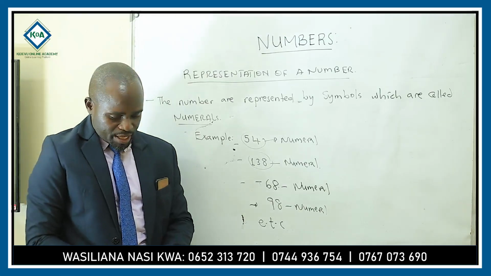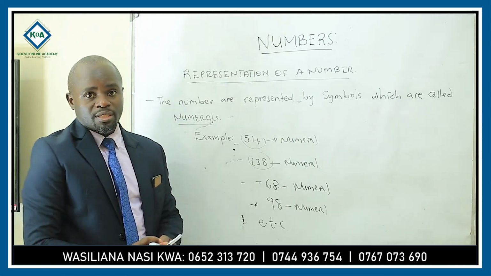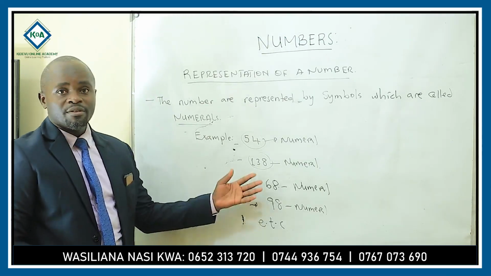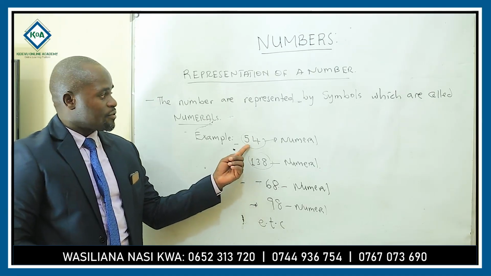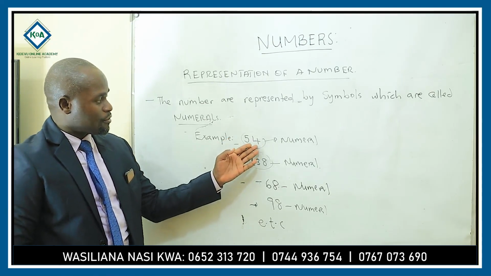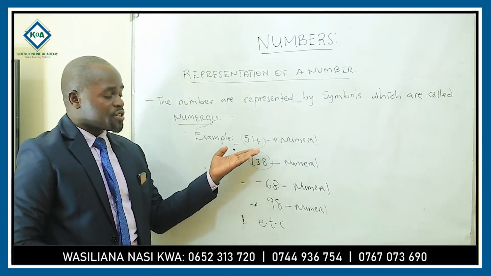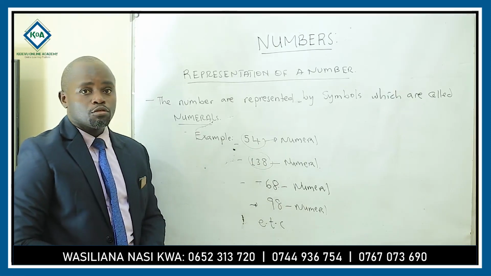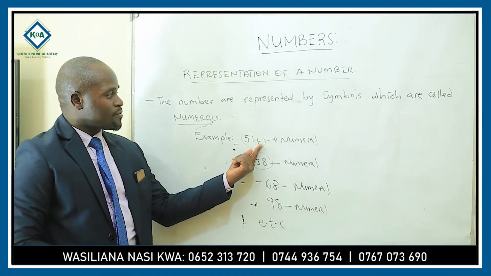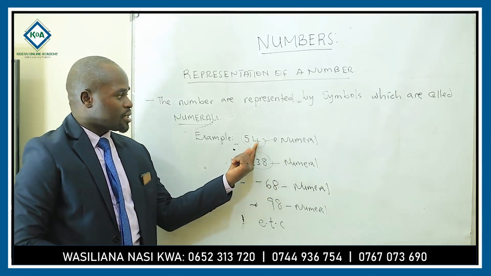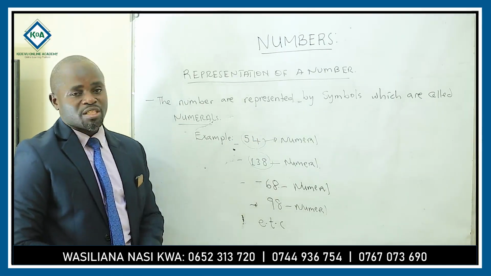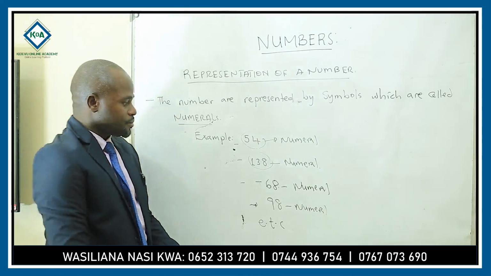Now these numerals are made up by other symbols, other signs of a number which are called the digits. So inside the numerals we have digits. For example, we said this 54. 54 is a number which is represented by this numeral 5 and 4. But in this numeral which is 54, we have two signs which are used. These symbols, 5 and 4, inside the numeral are called the digits. So numerals are also made up by small symbols which are called the digits.